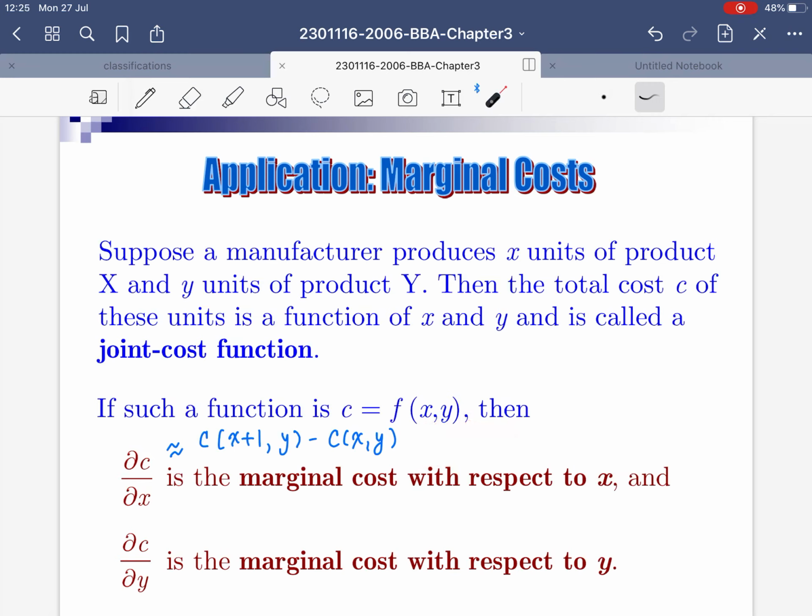So the derivative of c with respect to x is a good approximation of the cost of producing one more unit of x, while your y is fixed to be the same.